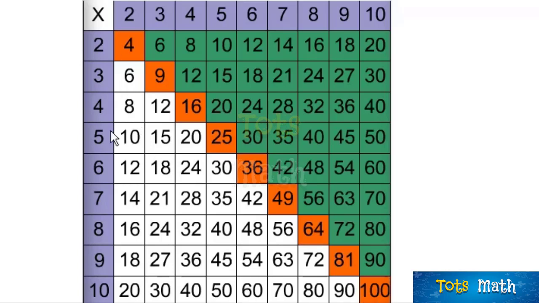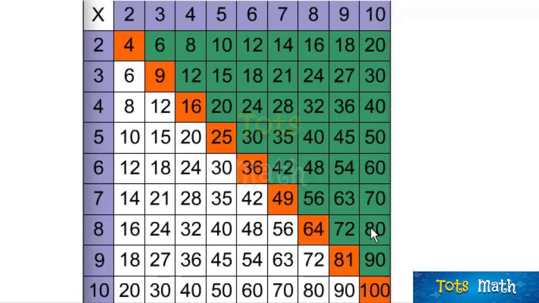Now, the numbers that we're going to be multiplying together are highlighted in purple. The orange numbers are special numbers. Those numbers are the square numbers. Square numbers are formed when you multiply a number by itself. For example, 2 times 2 is 4, and 3 times 3 is 9.